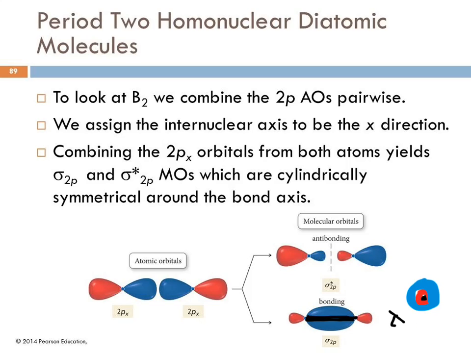So here's someone with an arrow coming out of his eye. Looking this way, you're going to look at this little red lobe, and then you're going to look through, and this is symmetrical. Do you see that? It's symmetrical. It's a cylinder, sort of. It's symmetrical. That makes it a sigma bond.